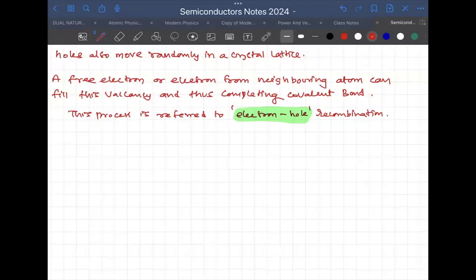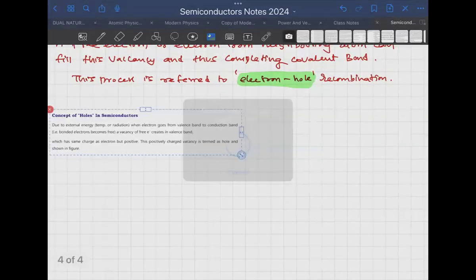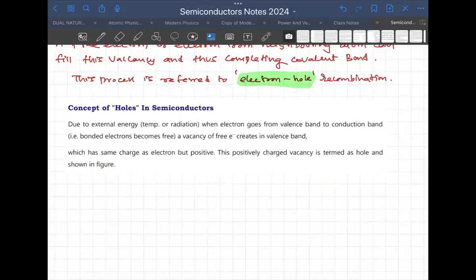And I just want to tell some more related to the concept of holes. This is the identity of semiconductors. You won't see holes in conductors, whereas in semiconductors, you will see holes. Whatever I am mentioning now is a very important term. Due to external energy, it can be the temperature of the body or when exposed to some radiation, an electron in the valence band shifts to the conduction band.